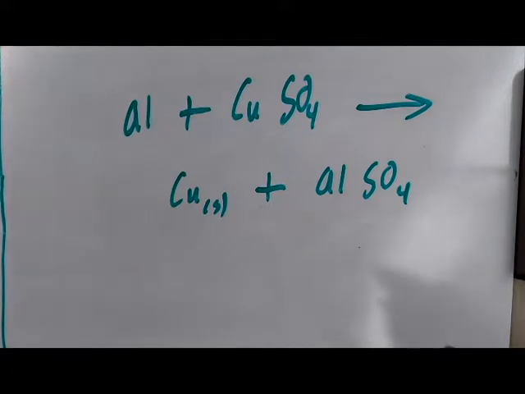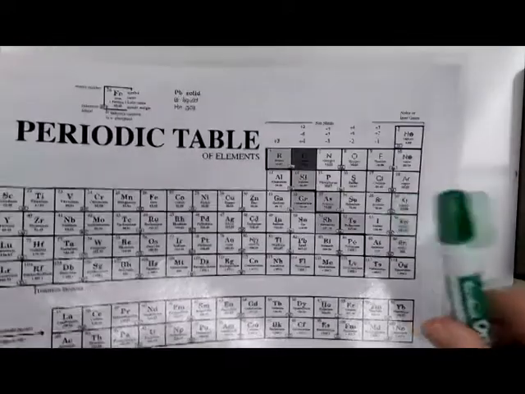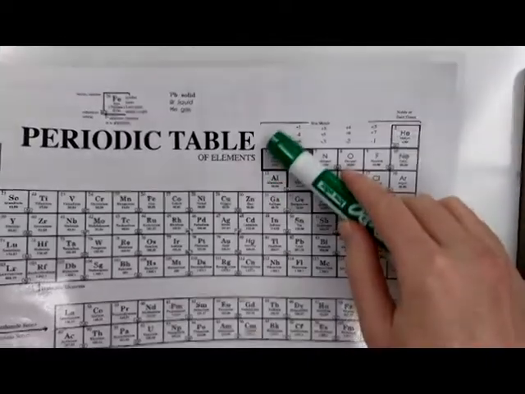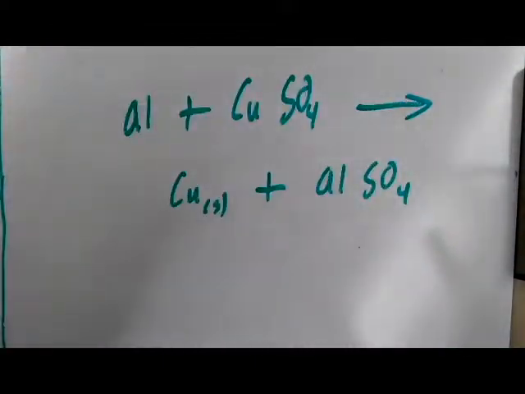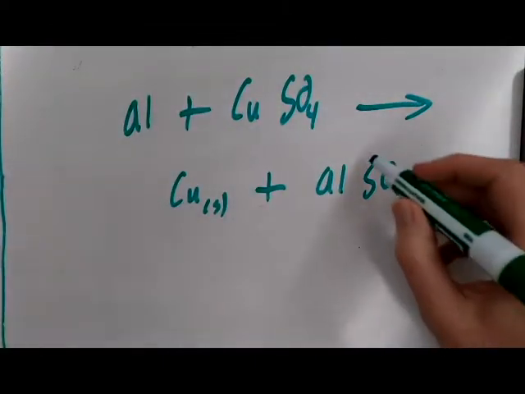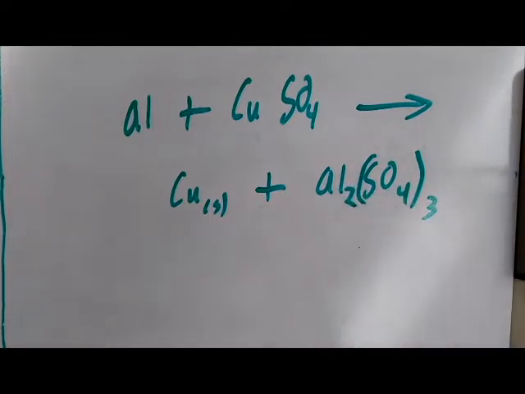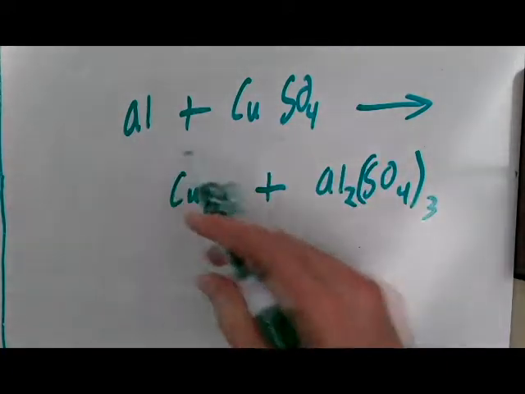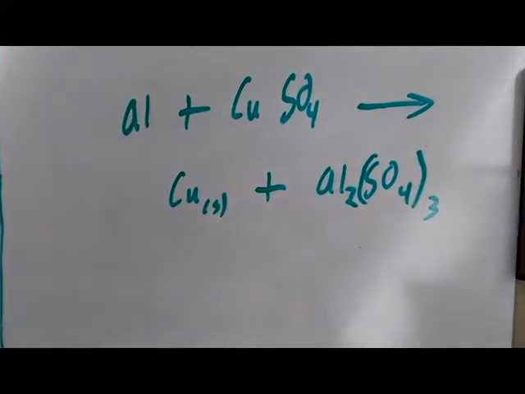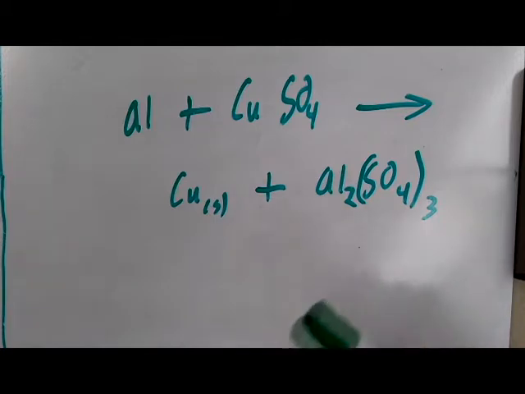And we'll look to see what the charges on each of those are. So aluminum, we can see here, it's going to be a +3 charge. And then of course our sulfate ion, we look there for sulfate and it's -2. So +3 and -2, so we're going to have to balance that out. We'll need 3 of those to 2 of those to make it work. Okay, so there are our reactants. We have aluminum and copper sulfate, and that gives us solid copper and aluminum sulfate as our products.